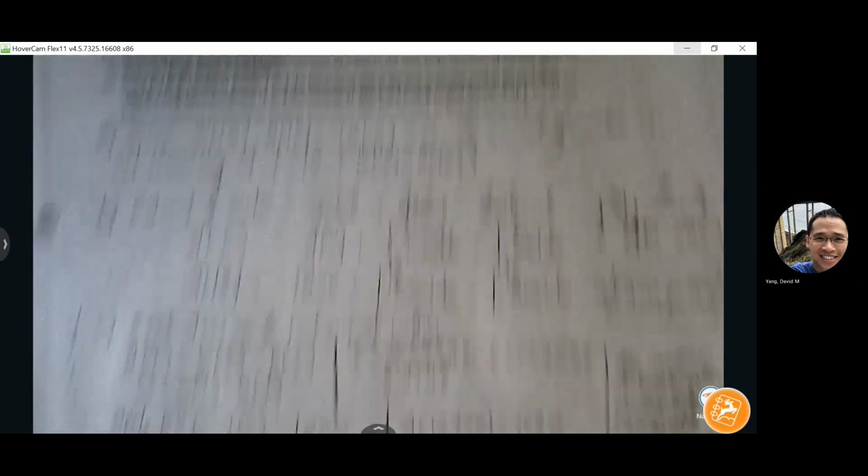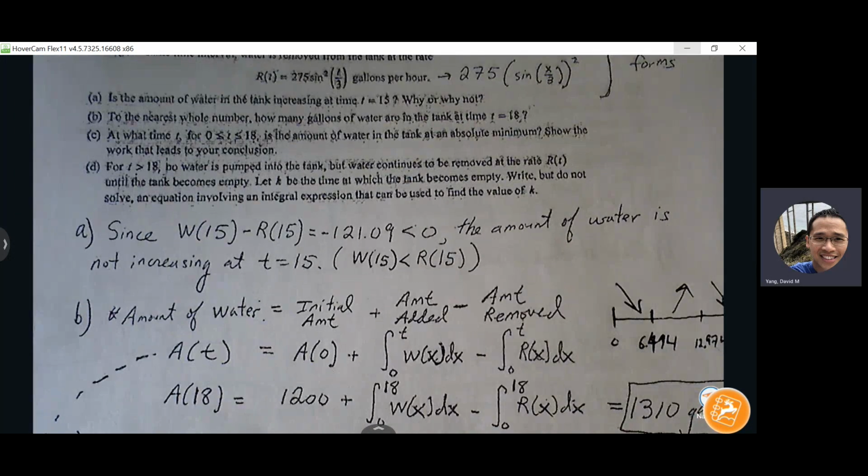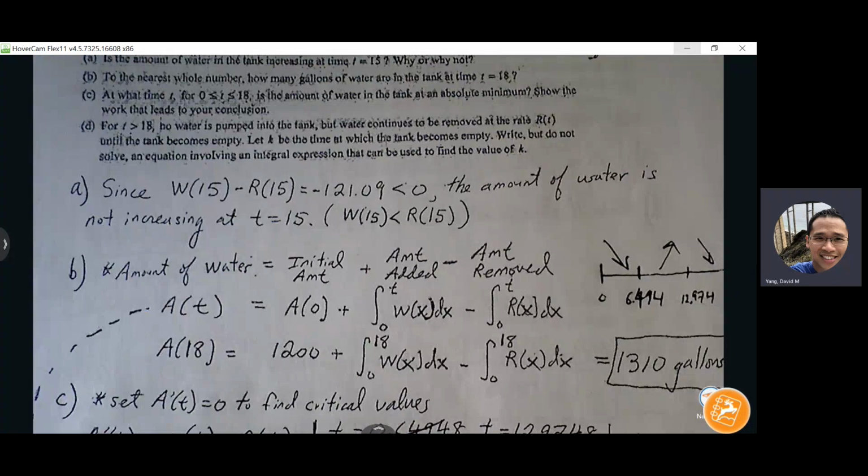Okay, part D. For t greater than 18 hours, no water is pumped into the tank. So basically, after 18 hours, the W of T is going to stop. But there's going to be some amount of water that needs to be continually removed. So R of T is still working until the tank becomes empty. Let K be the time at which the tank becomes empty. So that's the upper bound of my integral. I know I've got to have R of T work from 18 hours to whenever the tank is empty.